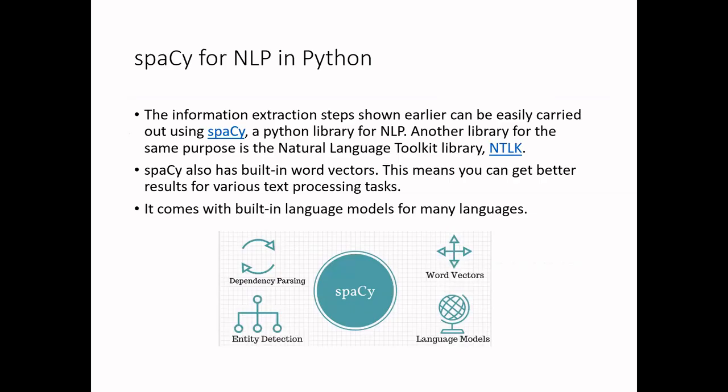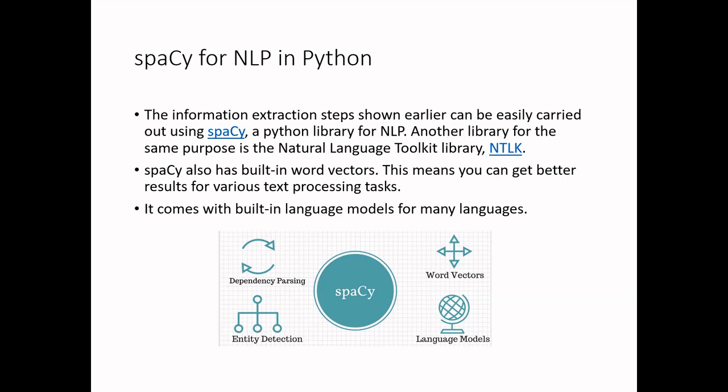So here is a system that can actually work in multiple languages. It's called spaCy, for NLP in Python. It's an open source library. And some of the steps that I mentioned so far can all be done very easily using this library. And this library supports many languages. So you can use it not only for English, but for a variety of different languages.